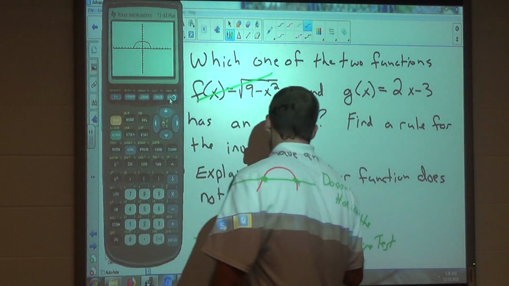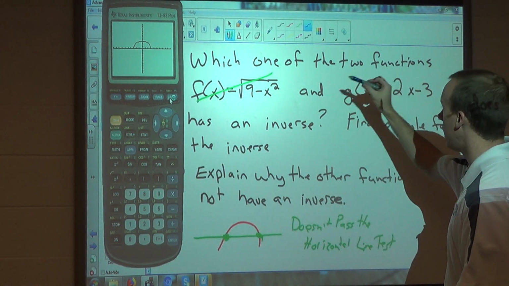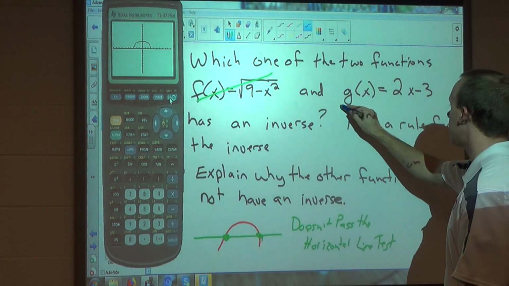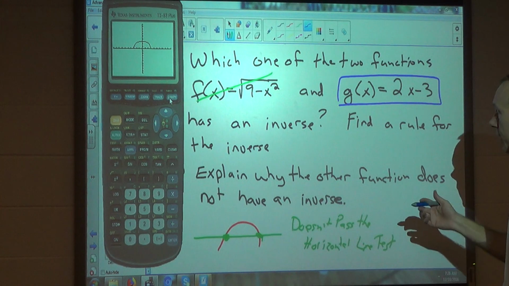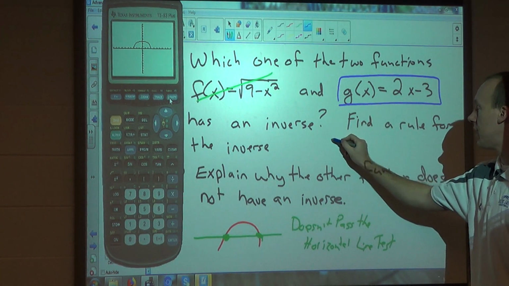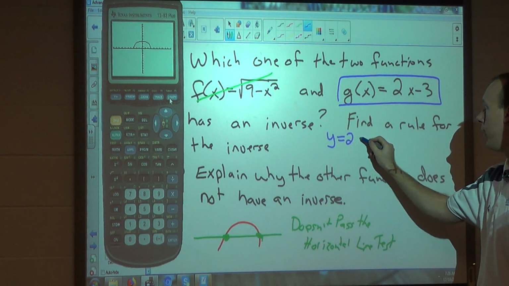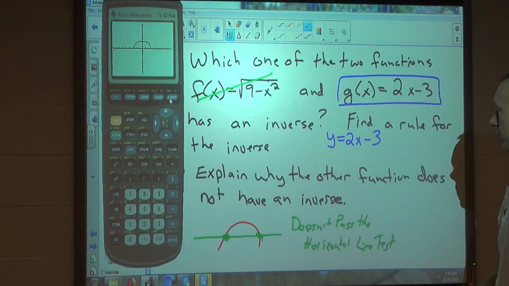So I know that's part B now, so I answered part B. Let's do part A. Which of these two functions has an inverse? This guy's the one that does. Find the rule for the inverse, or find the inverse. So g of x is the same as what letter? Y. So y equals 2x minus 3.